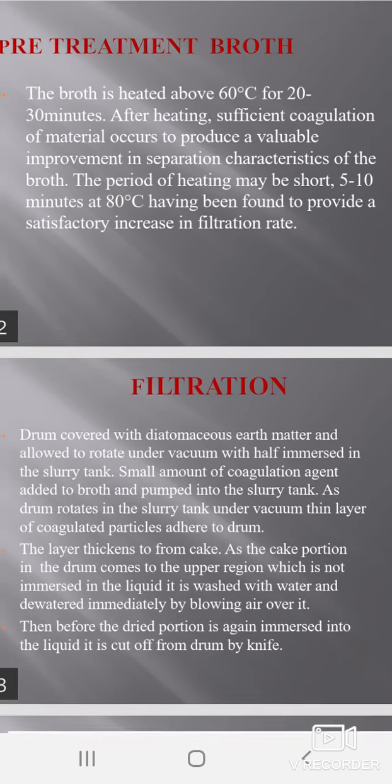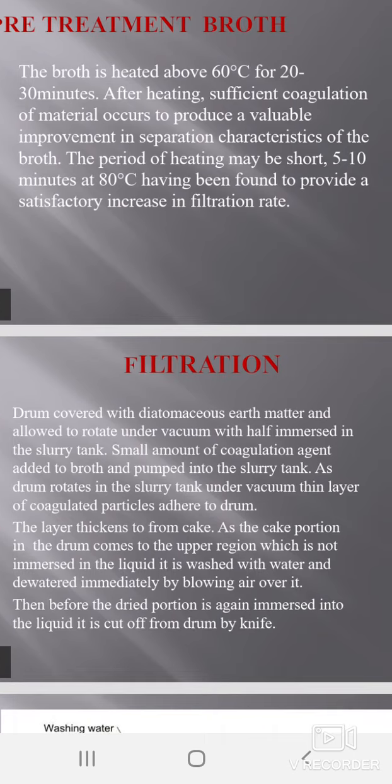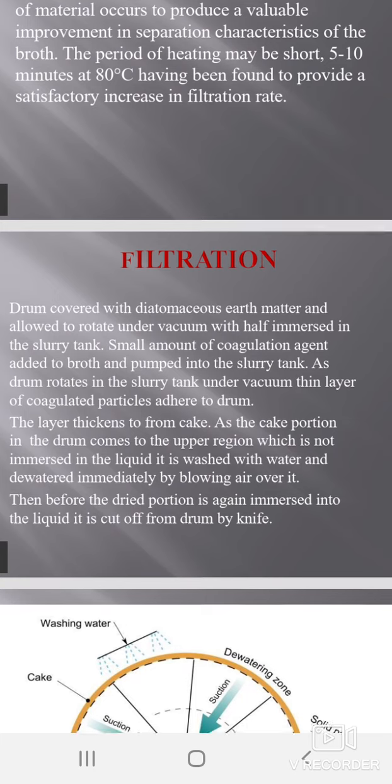Next, you can see the filtration process. The drum is covered with diatomaceous earth matter and allowed to rotate under vacuum, half immersed in the slurry tank. A small amount of coagulation agent is added to the broth and pumped into the slurry tank. As the drum rotates in the slurry tank under vacuum, a thin layer of coagulated particles adheres to the drum.